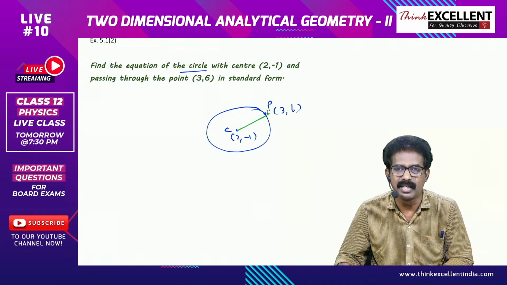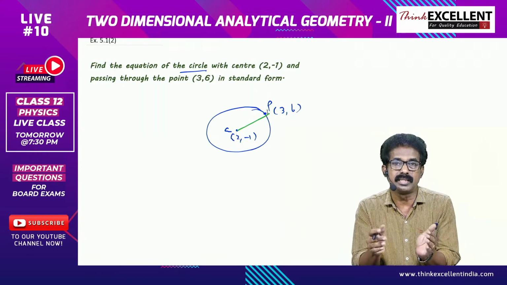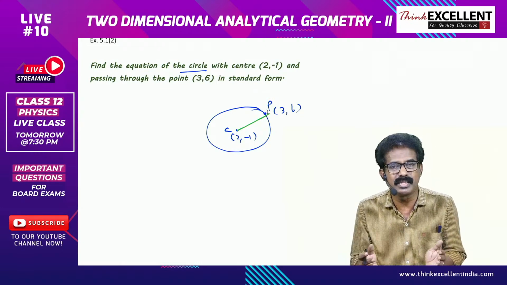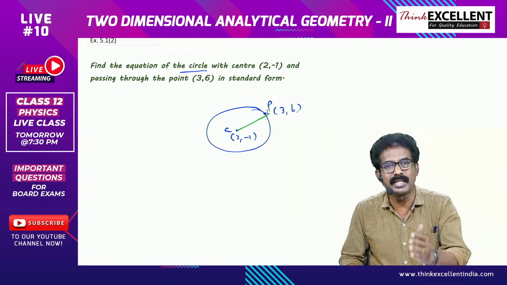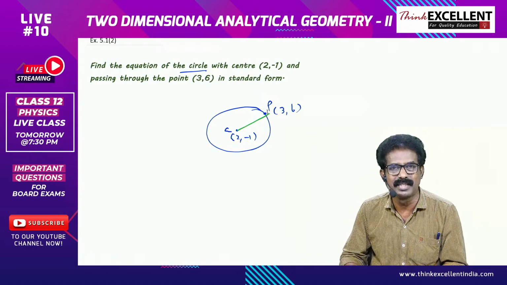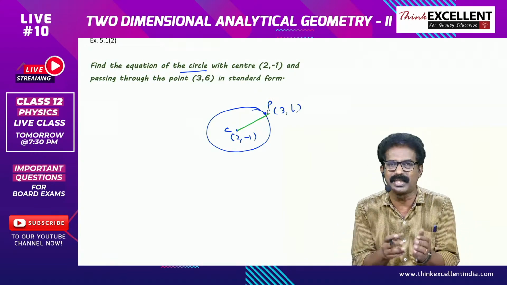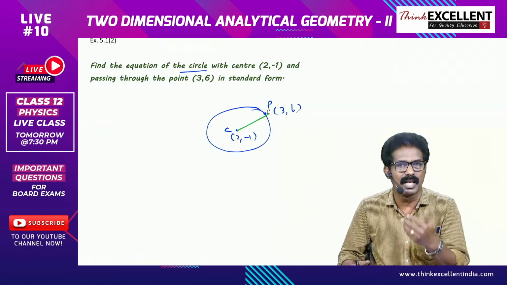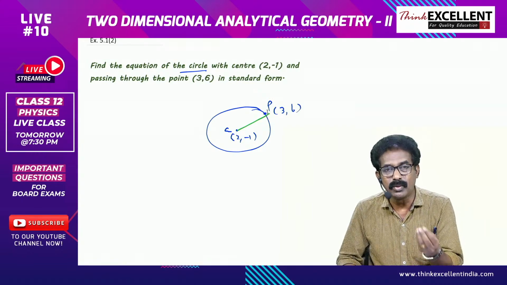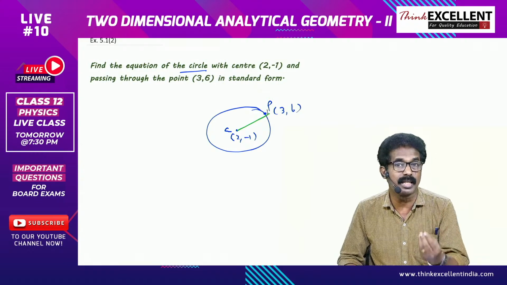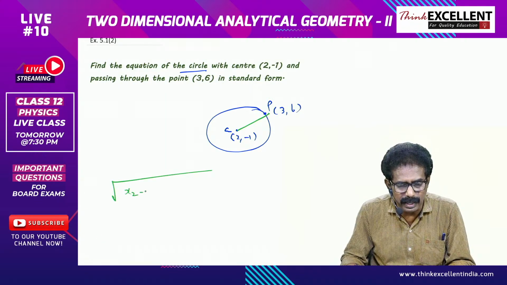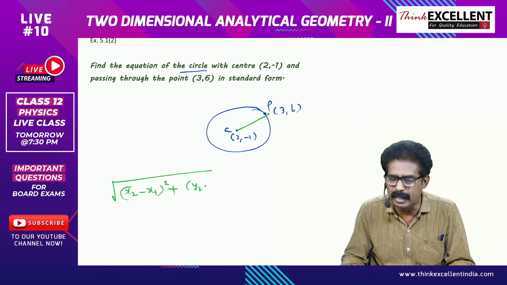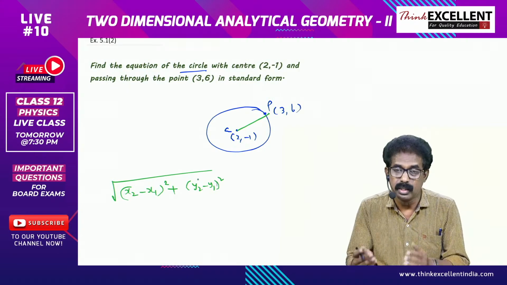The distance from the center to P is what? Radius. How can you find this one? Use the distance formula. What you studied in 9th standard we are using here, right? Distance between 2 points, you studied in 9th standard, used in 10th, and 11th also you studied, right? Whatever you study in lower classes will be useful for us. So recall that. Distance between 2 points is root of (x2 minus x1) the whole square plus (y2 minus y1) the whole square.